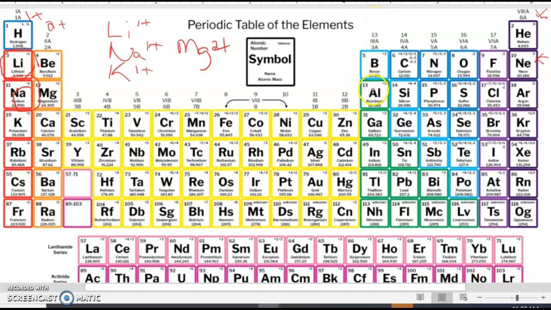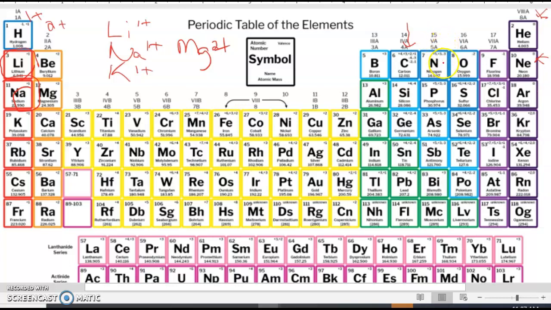Aluminum is 3 plus because aluminum would need to lose 3 to be just like neon. Boron is a semi-metal, so it can be a little bit different. But I'm going to show you a periodic table in a minute that you can just kind of memorize. This row we're not going to really talk about. But then we have our nonmetals here.